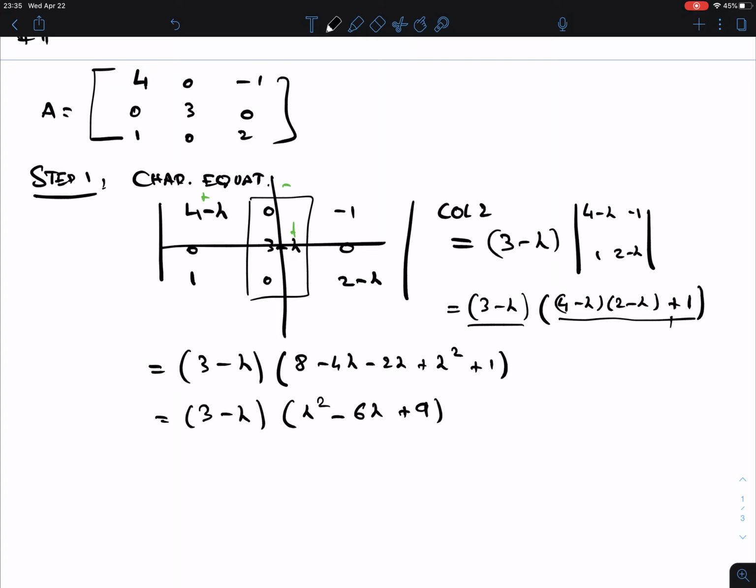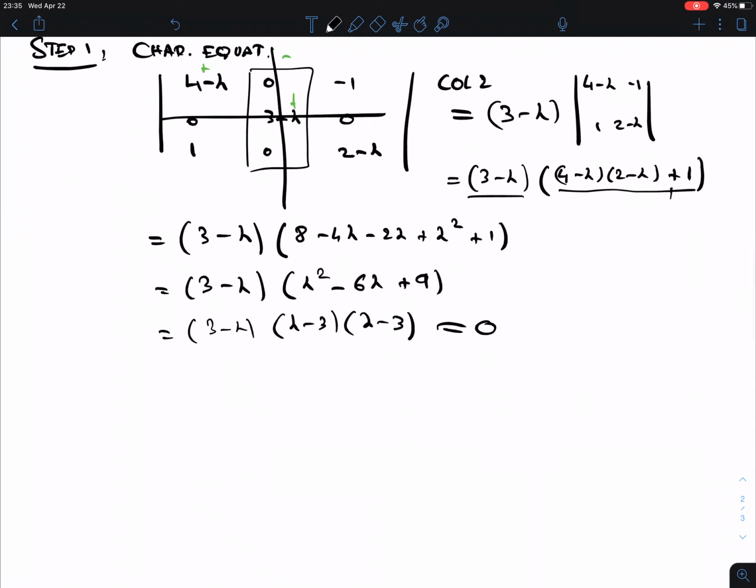2 elements that multiply to 9 add up to -6. I see that is lambda minus 3 and lambda minus 3. And so we put this equal to 0. So what is the solution now here? What are the solutions? Well, each of these factors can be 0, and if you put this 0, or you put this 0, what you get? Each time the same answer, lambda is 3.